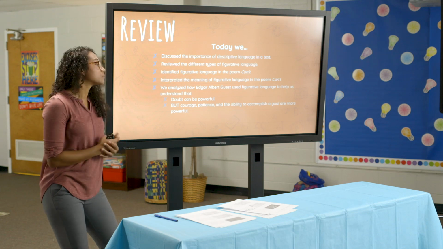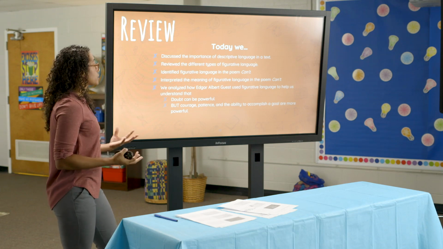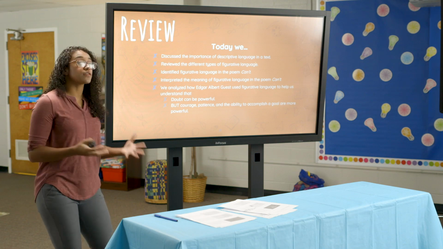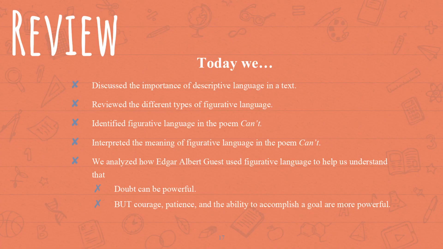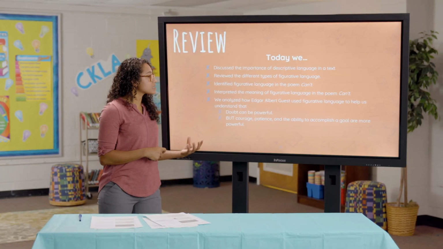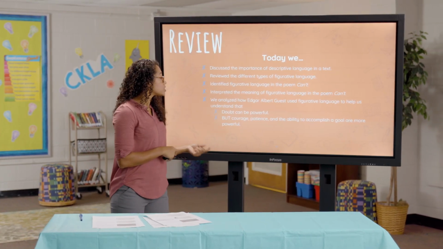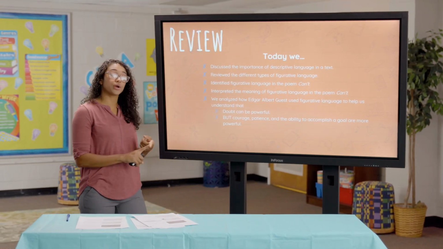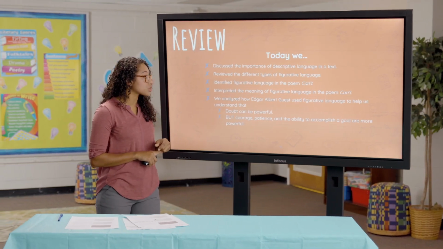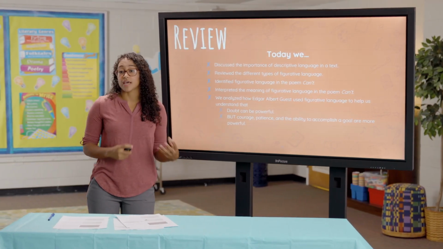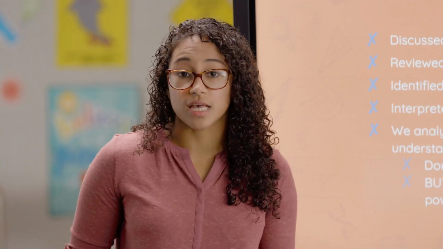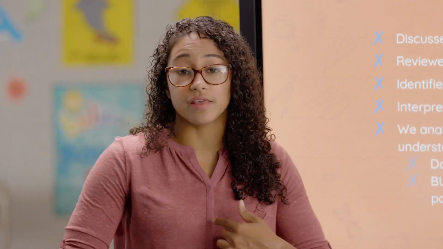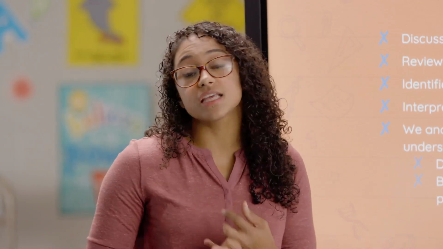Let's review what we did. We discussed the importance of descriptive language in a text. We reviewed the different types of figurative language. We identified some of those pieces of figurative language in the poem "Can't." We interpreted the meaning. And then we analyzed how Edgar Albert Guest used figurative language to help us understand these two things about doubt. It can be powerful, but courage, patience, and the ability to accomplish a goal are more powerful than doubt. Hopefully after this lesson, you're a little bit more comfortable with identifying the different pieces of figurative language in a text and interpreting their meaning.